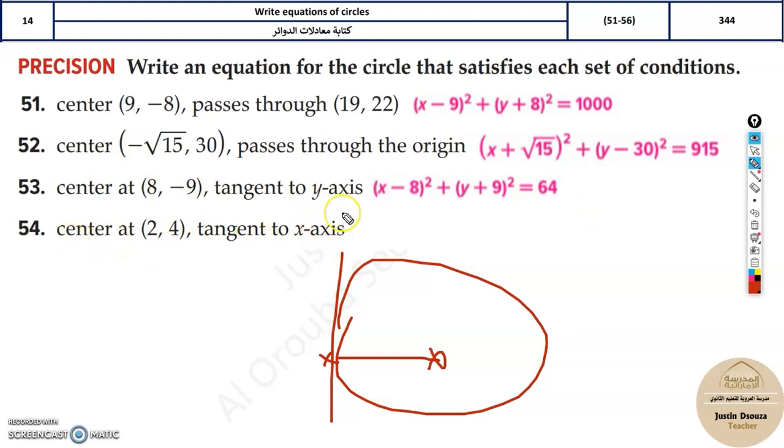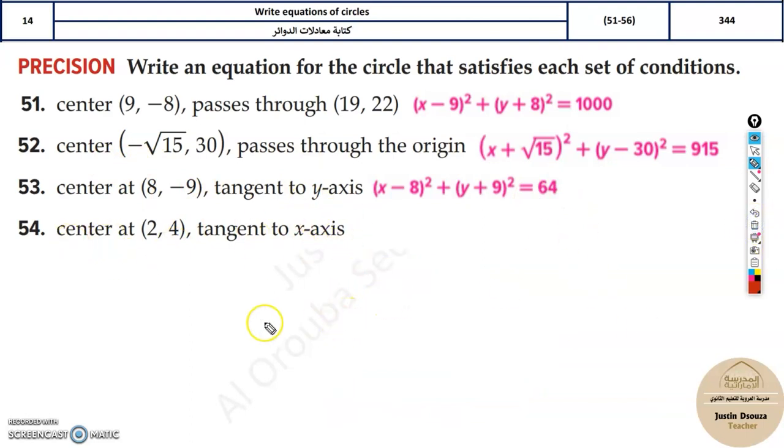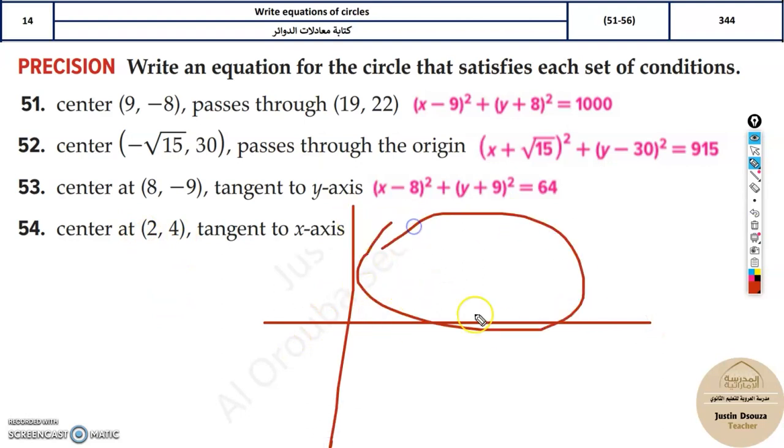Now the next one, tangent to the x-axis. Let us see this. It's 2 and 4. So it's something like this. The value over here, can you see this x-axis? The center is over here. Imagine this is the center. It is tangent to the x-axis. So now you must understand this is the radius.